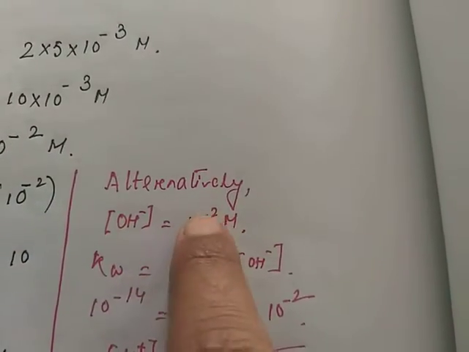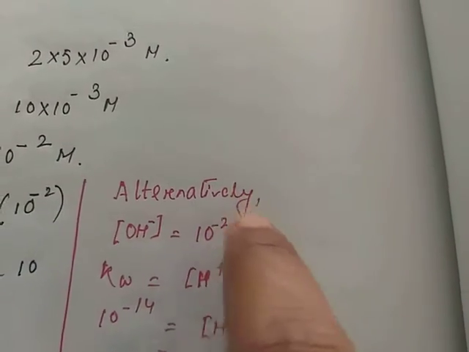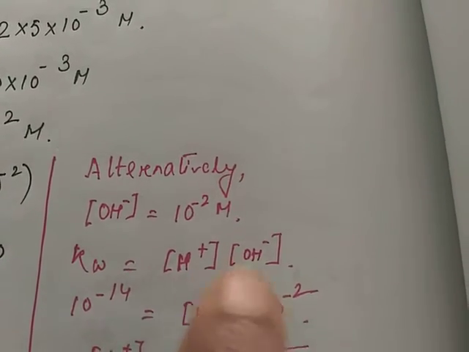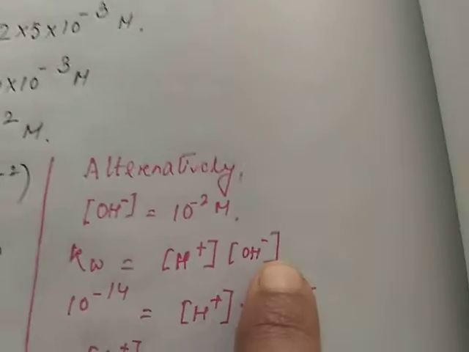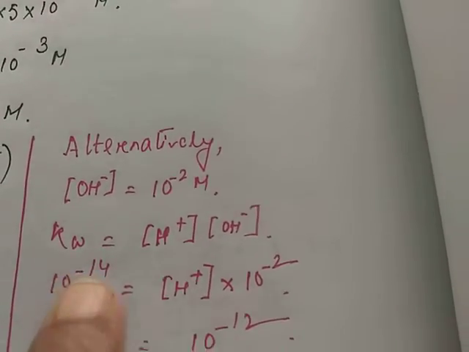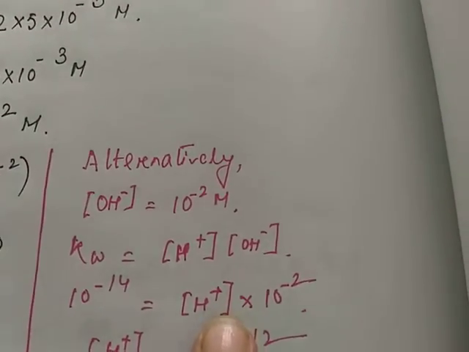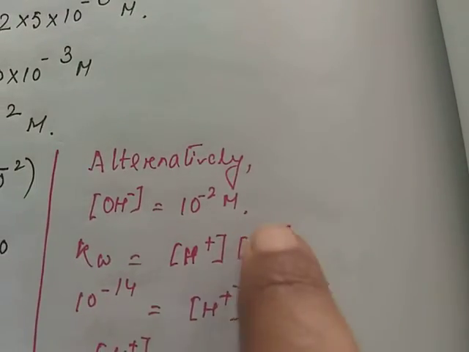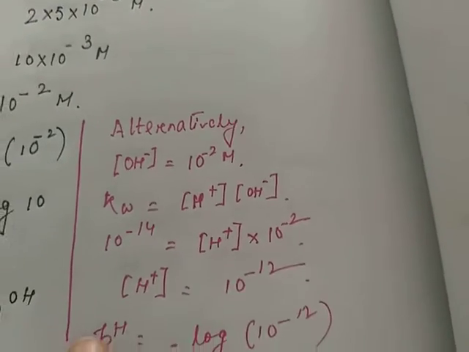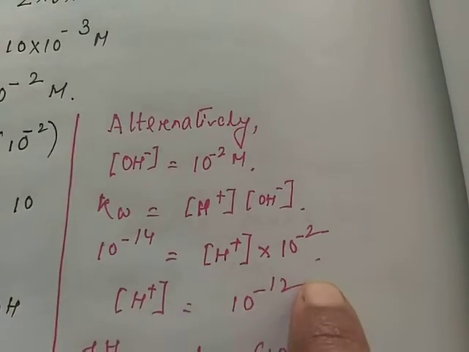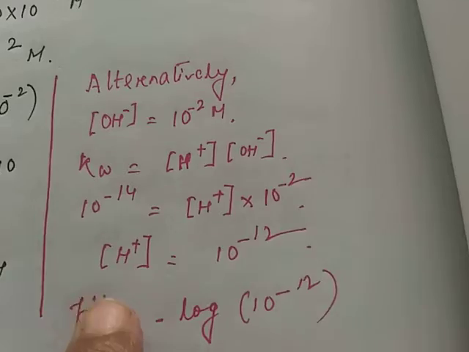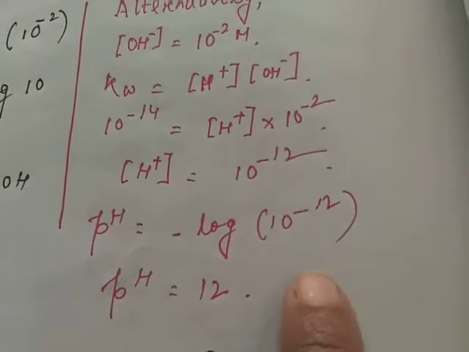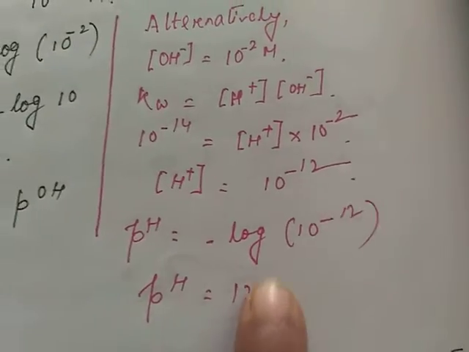The concentration of OH minus is given as 10 to the power minus 2 M. As Kw is the concentration of H plus into the concentration of OH minus, 10 to the power minus 14 is equal to the concentration of H plus into 10 to the power minus 2. We substitute the value of OH minus. The concentration of H plus comes equal to 10 to the power minus 12 M. So pH is minus log 10 to the power minus 12, that is equal to 12 log 10, that is equal to simply 12.